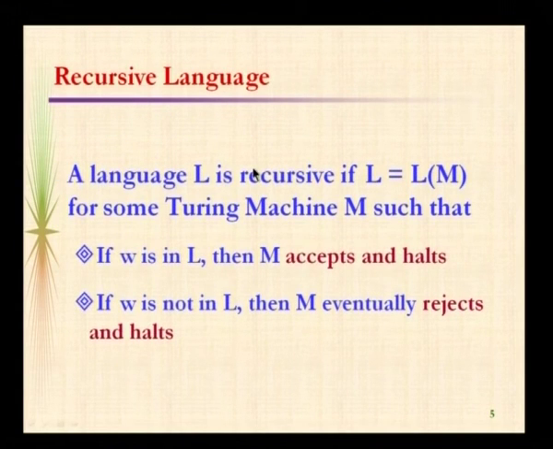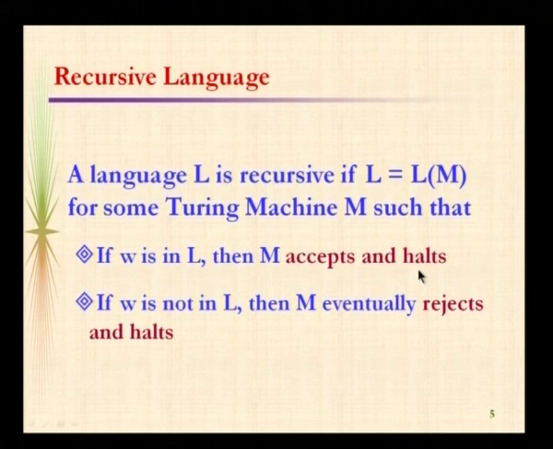So let me start with the definition of recursive language. There is a language L, and the condition is that there exists a Turing machine for the language, let it be M, where L is equal to L of M. There are two cases. One is, if the string W is in the language of the Turing machine M, then the Turing machine is expected to accept and halt.